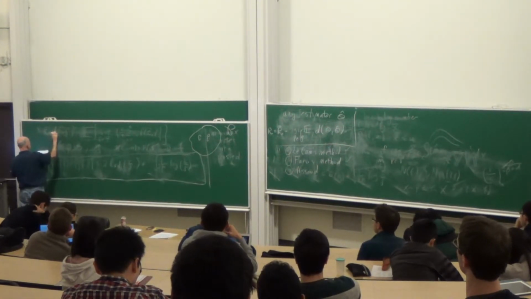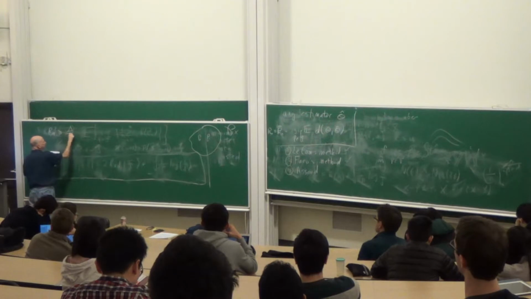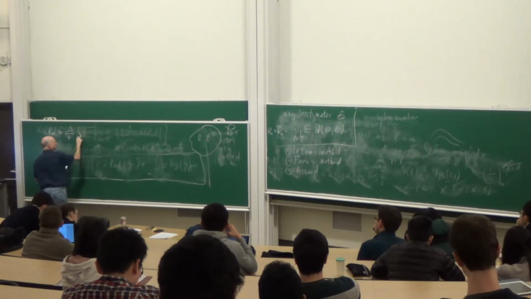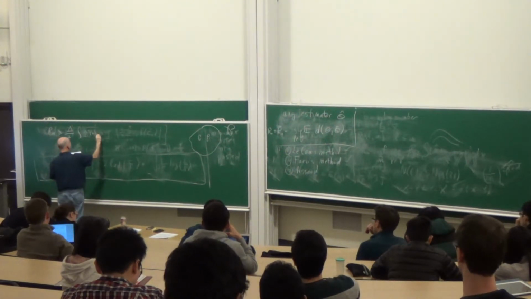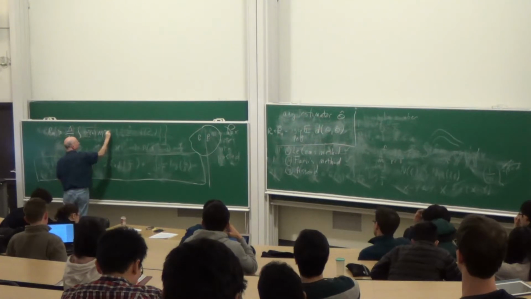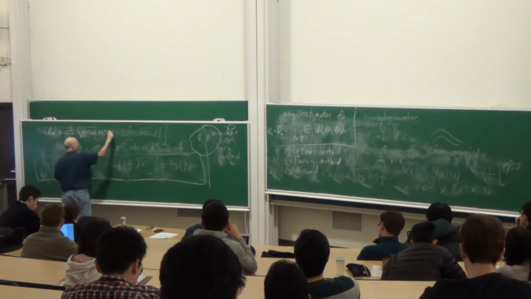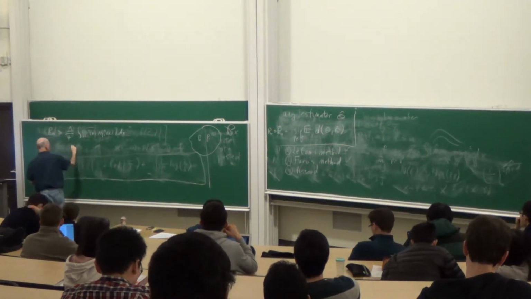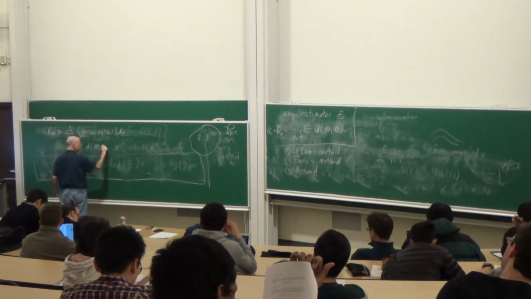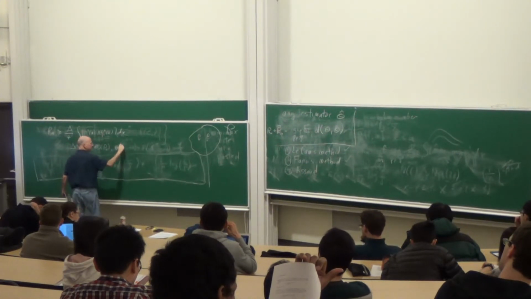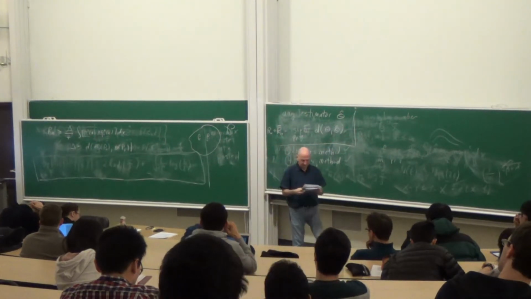The minimax risk, Rn, is bigger than or equal to delta over 4 times the affinity between P0 to the n and P1 to the n. Delta is just the distance between the two. That's the bound.